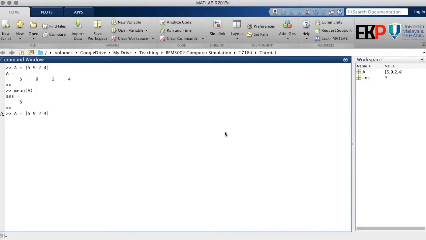Now suppose we have vector A with more elements. We add more elements to vector A, and if we want to find the largest element in the vector A, we can use the command max. Say now we assign this to a variable C, so C equals max A. MATLAB will return the largest element in the vector A, that is equal to 11.